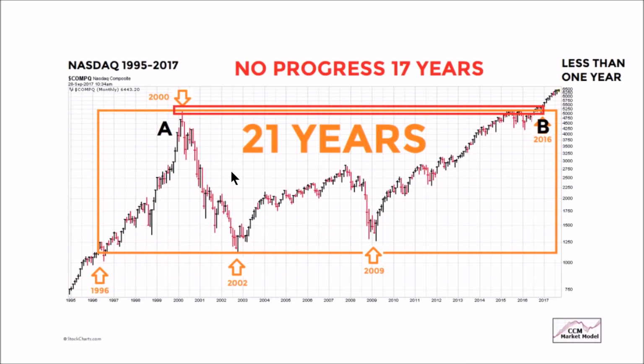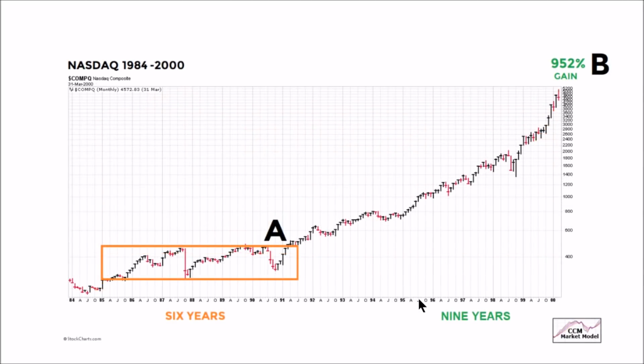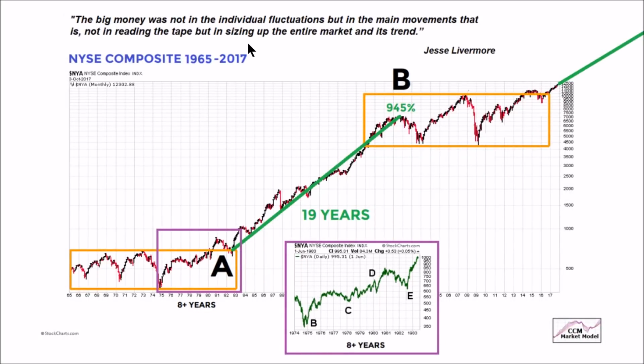In the present day, the Nasdaq went absolutely, positively nowhere from this point A to this point B. That's a 17-year horizontal line. The longer a market goes sideways, the bigger the move that we can expect to get. We are less than 1 year into this bullish breakout that occurred in calendar year 2016, telling us, with the profile that we have in place today, our focus should be on sizing up the entire market and its trend.